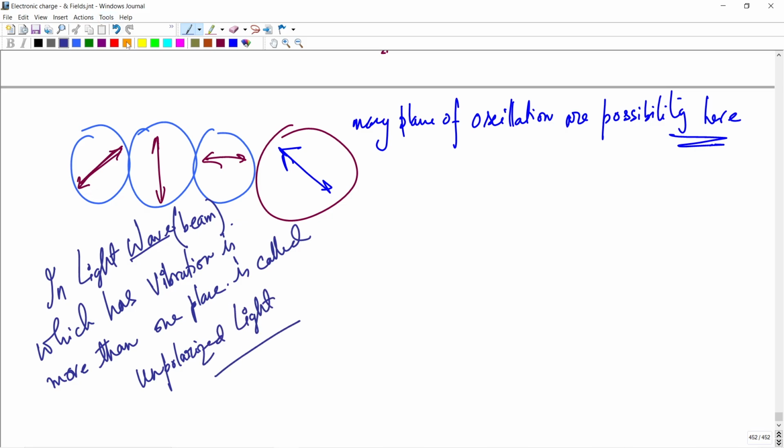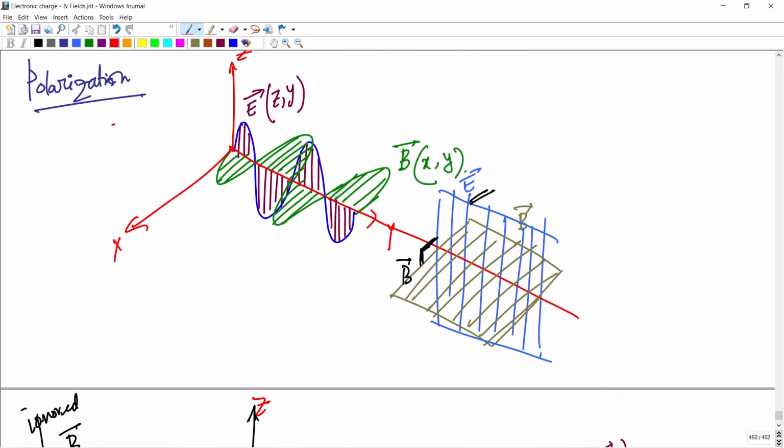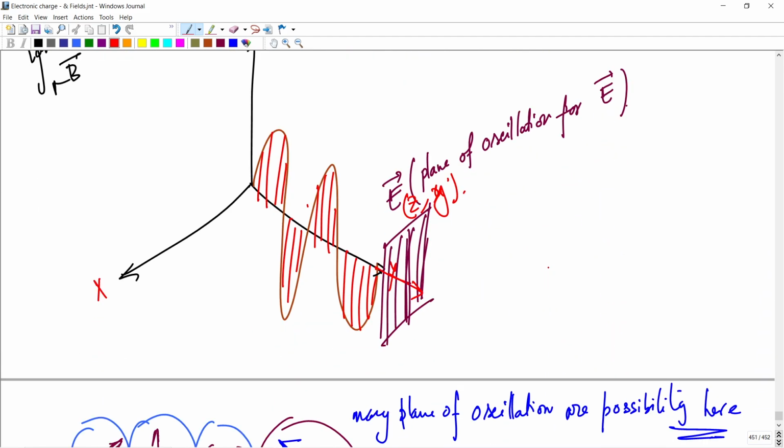Light, this is called unpolarization. That's why in this case the electromagnetic wave is unpolarized. There is more than one plane here, more than one possibility, so these are unpolarized light. Suppose there is a light beam which has vibration in only one plane; it is called polarized light, because it has vibration in only one plane.